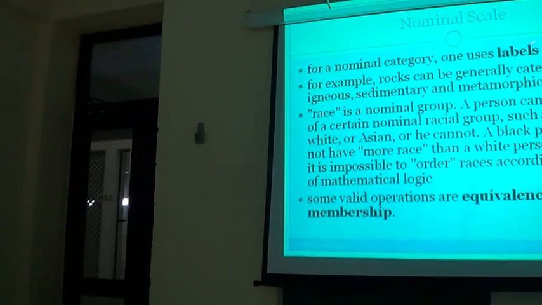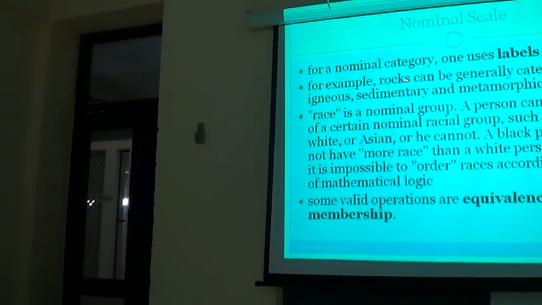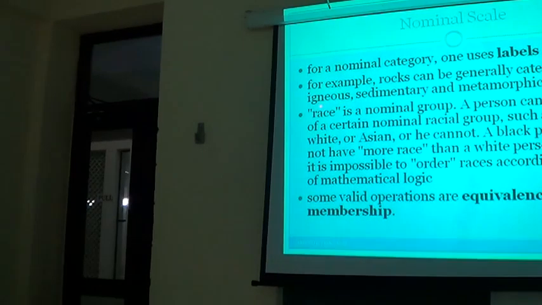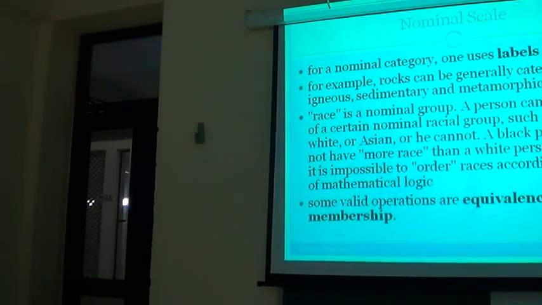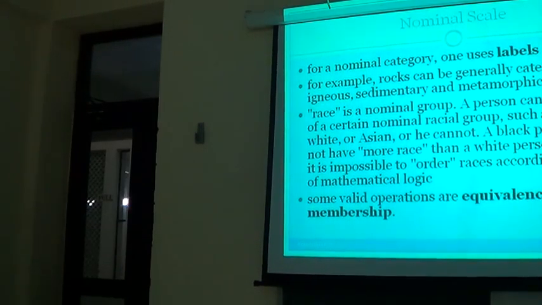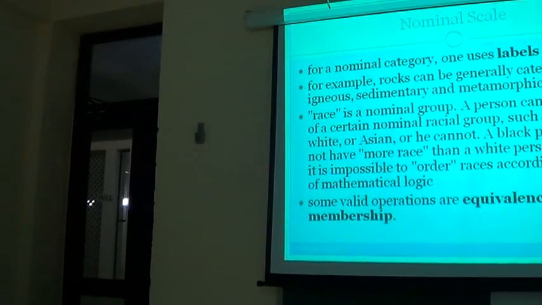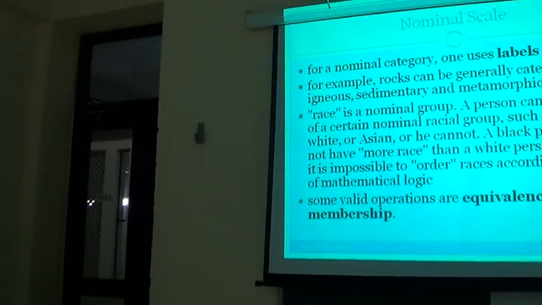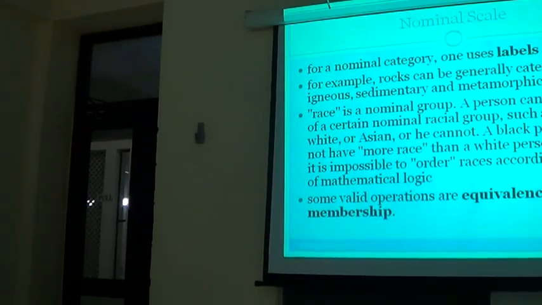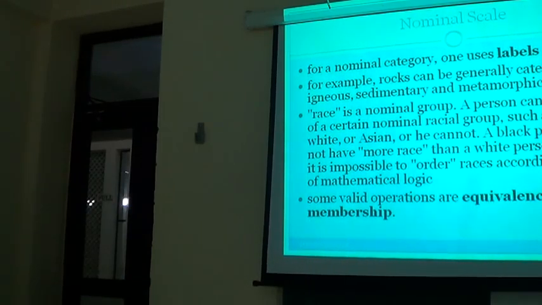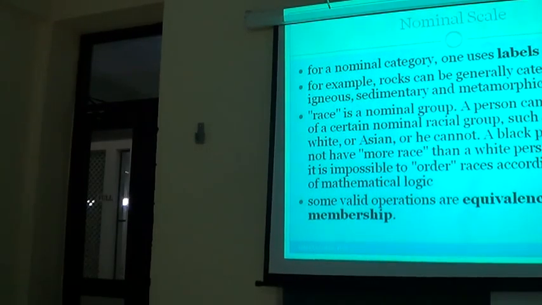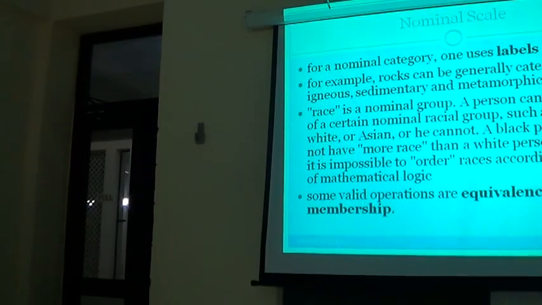For nominal categories, we use these labels. For example, rocks can be generally categorized as igneous, sedimentary or metamorphic. So these are already labeled, you are putting a label. And now you are saying most of the rocks in the campus are igneous. So you are putting the label igneous to most. Most could be more, what percentage? Race is another nominal group. It could be Asian, Hispanic, white or black. All these races can be nominal groups, categories, or labels.